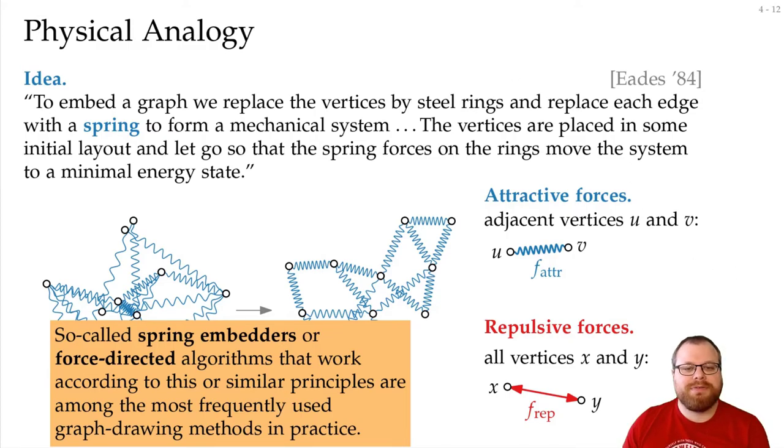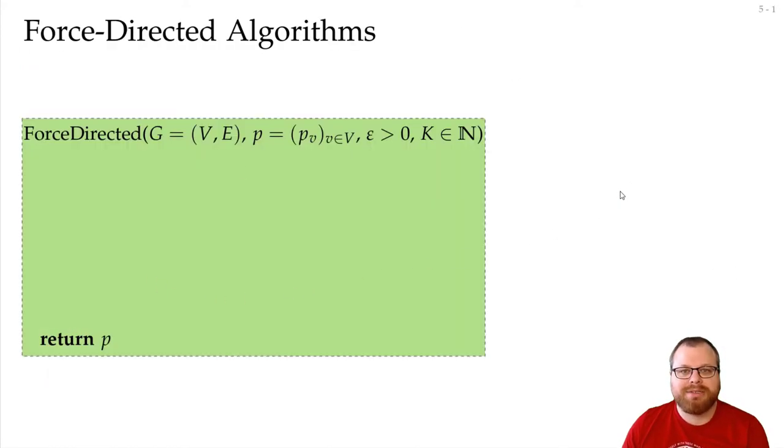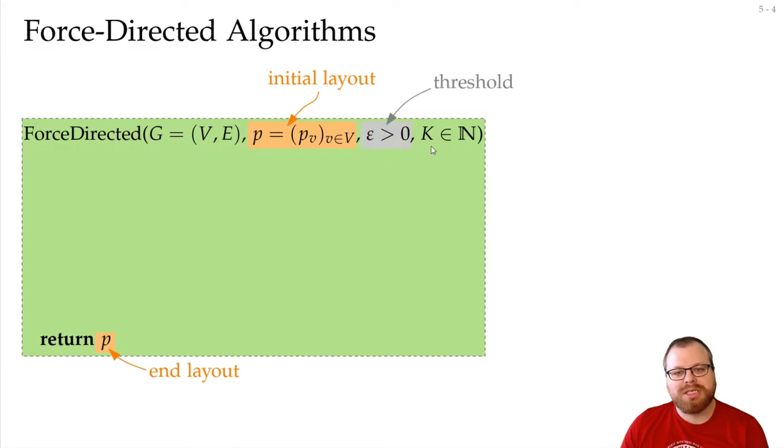So let's try to formalize how this algorithm looks with pseudocode. For a force-directed algorithm, the input is some abstract graph. We need some initial layout of the graph, so we need some position for all the vertices. In general, you can just assign random coordinates to those, or you start with some specific layout that you like. And throughout the algorithm, we will update this initial layout until we get to our end layout that we will then return. And then we have two more constant parameters.